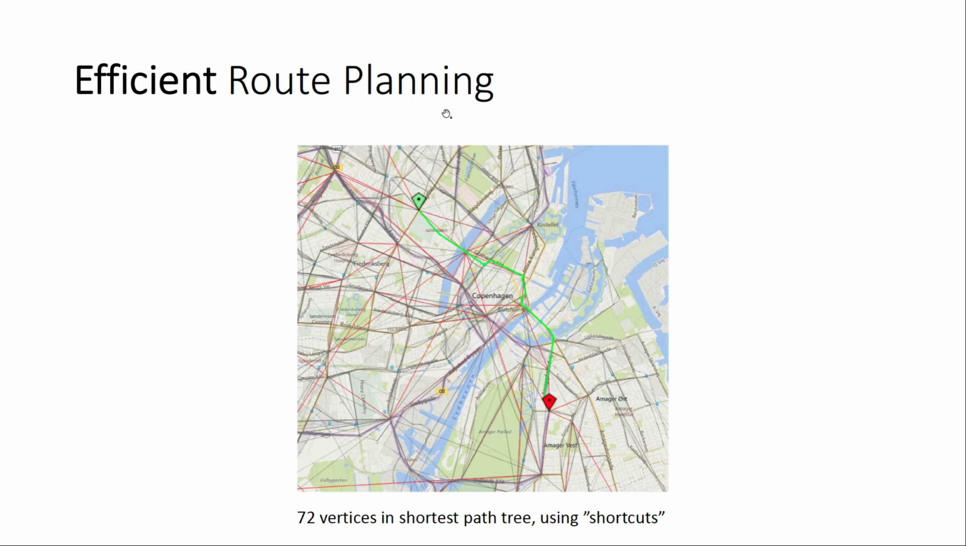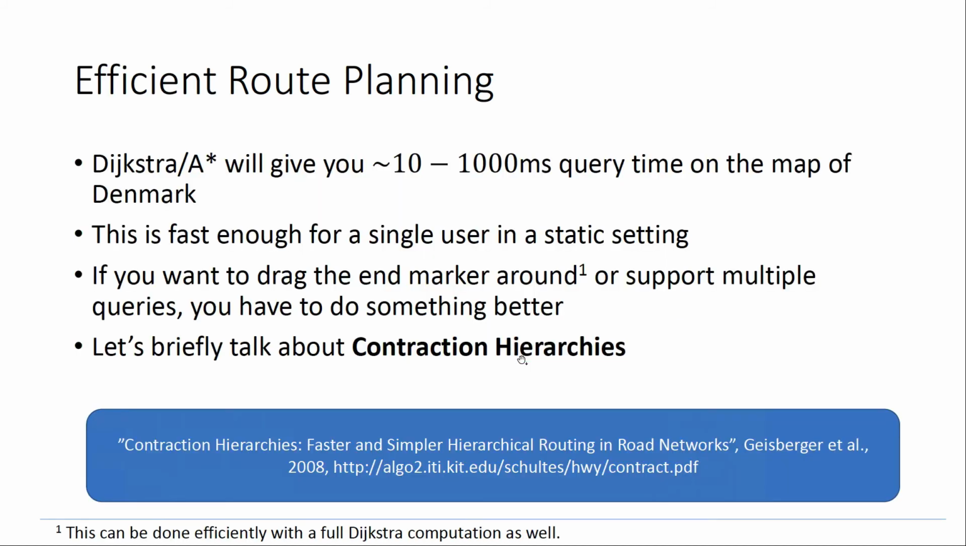So in efficient route planning, the idea is that you use some shortcuts. We'll talk about that. From over here to over here, they add 72 vertices to the shortest path tree. We went from here to there and had something like 3,000 and then 500. They do it from there to there in 72. Even cooler, they do it from Aalborg to Copenhagen in 300 or so. This is pretty cool. How do they do this?